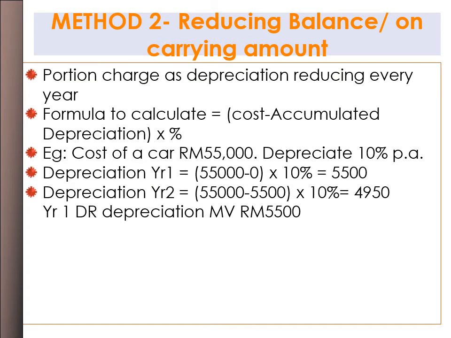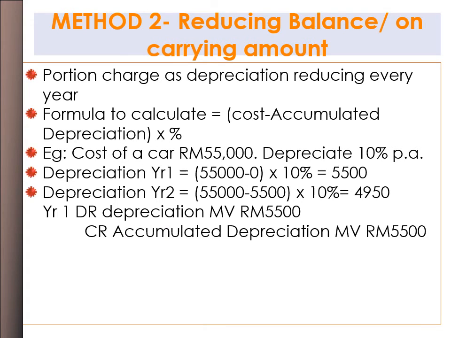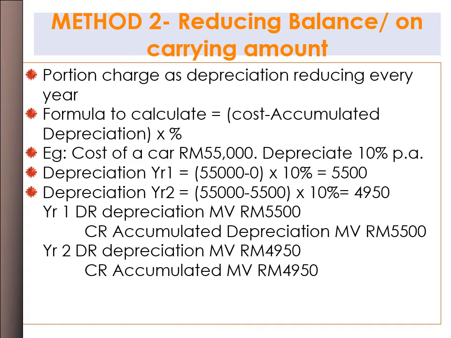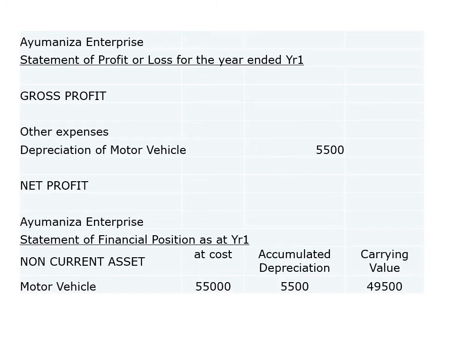So the record for year 1: debit depreciation motor vehicle 5,500 and credit accumulated depreciation 5,500. And in year 2, the amount is different: debit depreciation 4,950 and credit accumulated depreciation motor vehicle 4,950. So in your statement of profit or loss for year 1, in the other expenses, depreciation of motor vehicle is again the same as the straight line method. The amount is the same, 5,500.